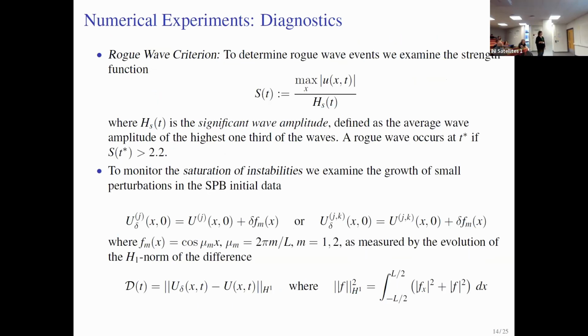Okay, so to determine rogue wave events, we're examining the strength function S of t. This is the maximum of the amplitude of U over the significant wave amplitude, which is defined as the average amplitude of the highest one-third of the waves. A rogue wave occurs at time t star if the strength is greater than 2.2. To monitor the saturation of instabilities, we examined the growth of small perturbations in the SPB initial data, as measured by the evolution of the H1 norm of the difference between U delta and U naught.